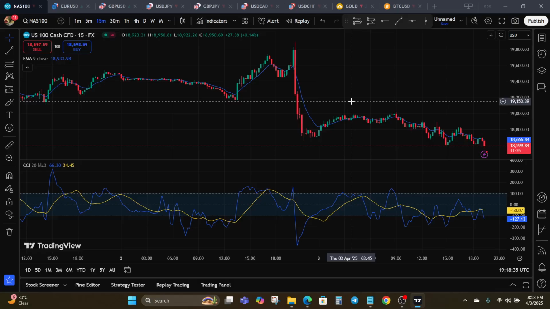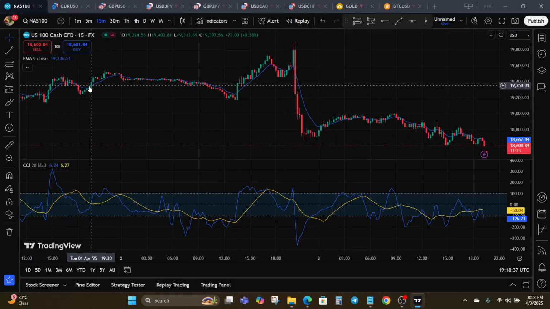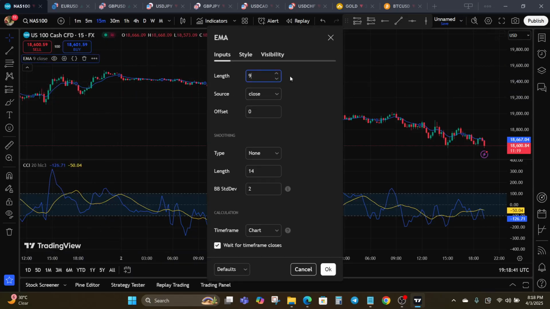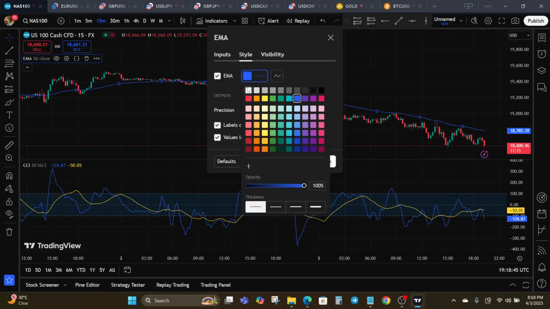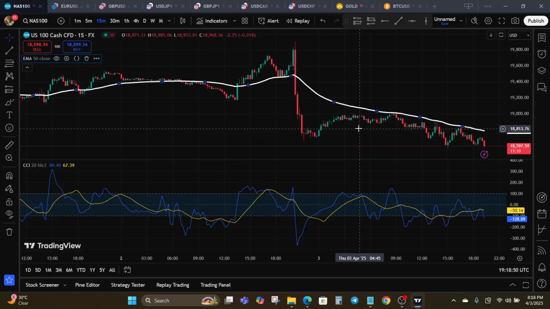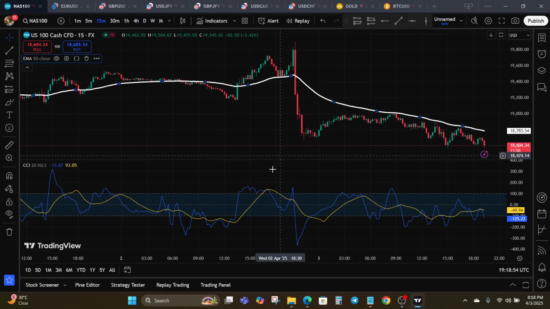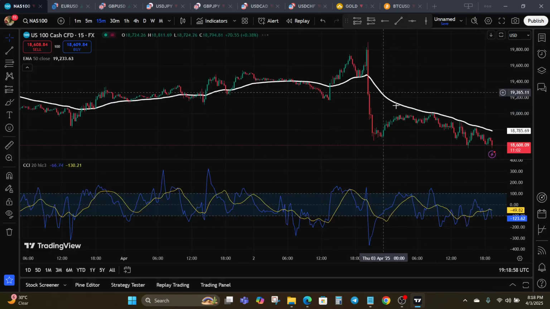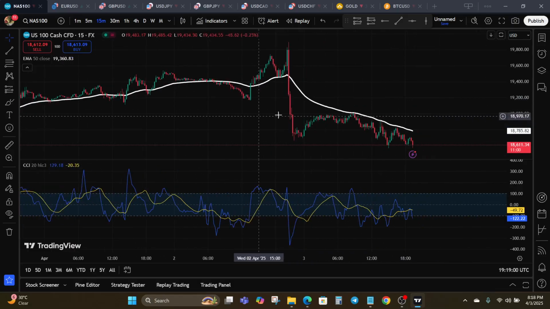To use this strategy, you add the 50 period EMA. So we are going to be changing this to 50. This helps us identify the trend direction and dynamic support and resistance levels, because the EMA serves as dynamic support and resistance.